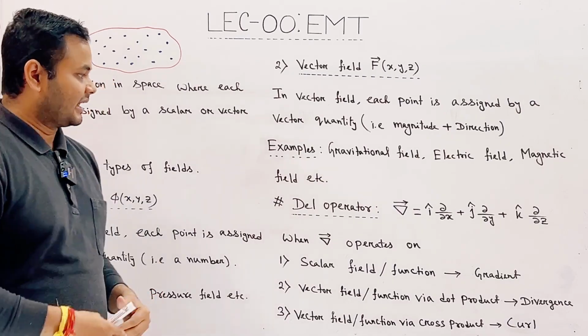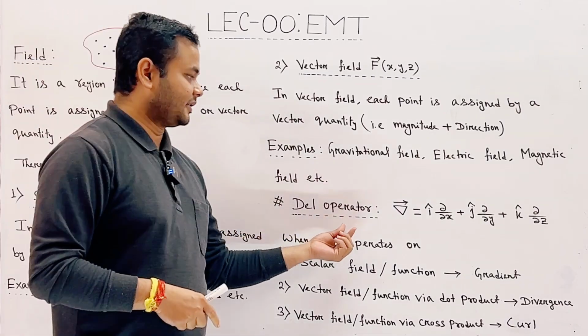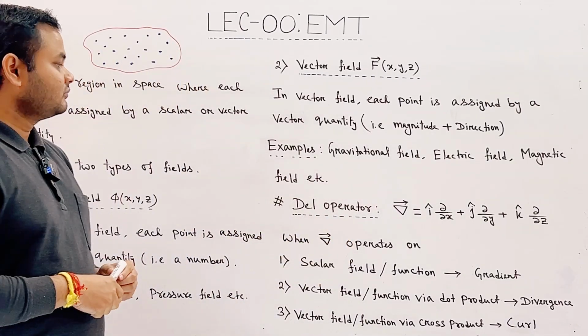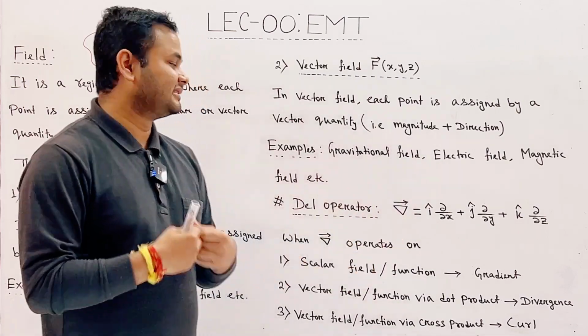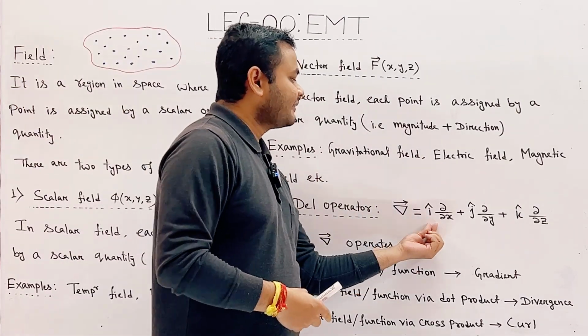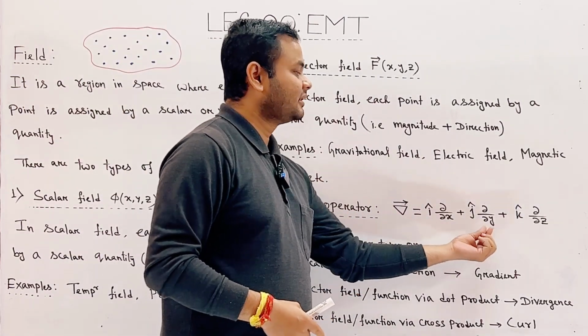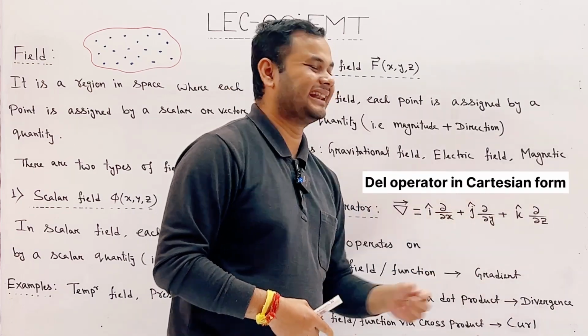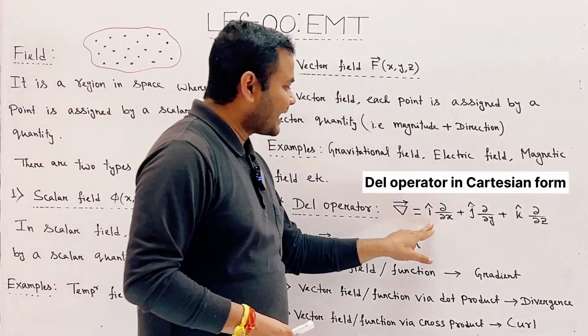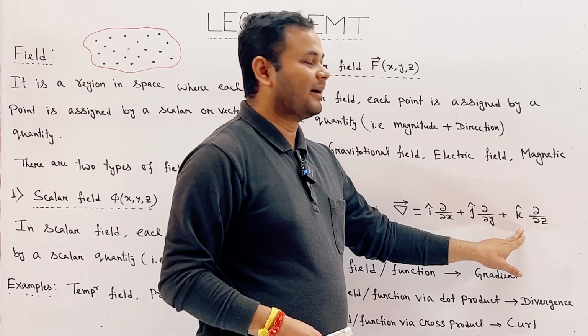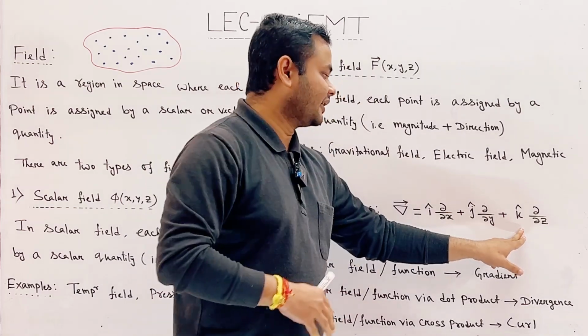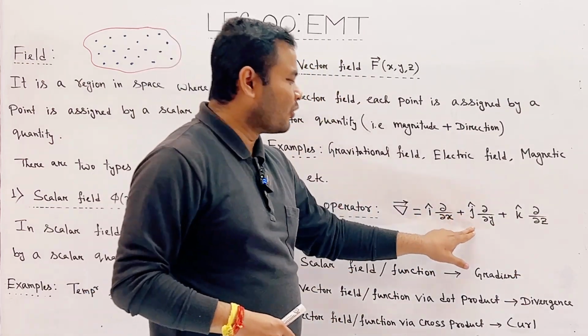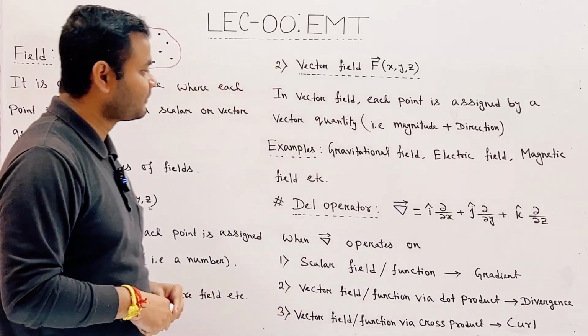Next concept that you need to know is del operator. In Cartesian form, the del operator is defined in this way: i cap del/del x plus j cap del/del y plus k cap del/del z, where i cap, j cap, k cap are the unit vectors along x, y and z axis.